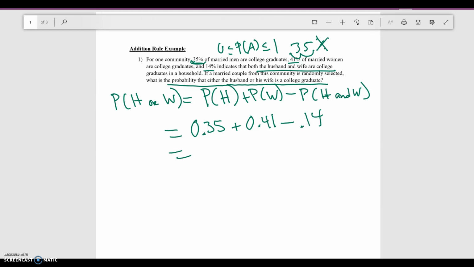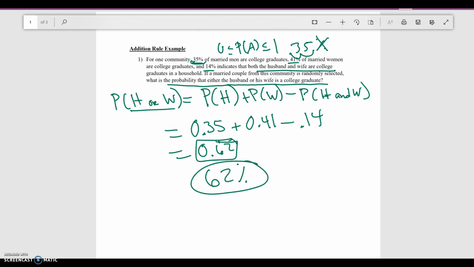Now we're going to put this into my calculator. I have 0.35 plus 0.41 minus 0.14. This gives me 0.62. This is the probability of randomly selecting a couple where either the husband or the wife is a college graduate. If I wanted the percentage, it would be 62%. But since we're asking for the probability, not the percentage, it would be 0.62. Okay, that's it for this video.